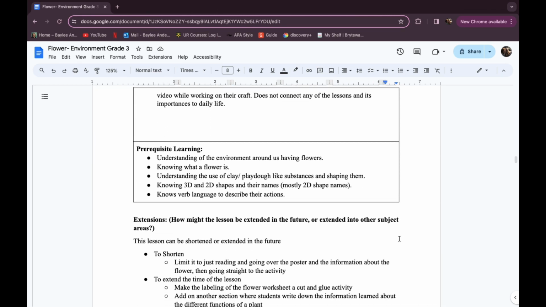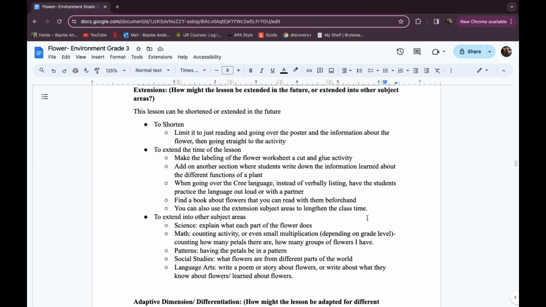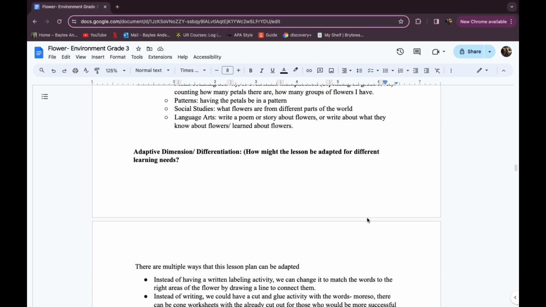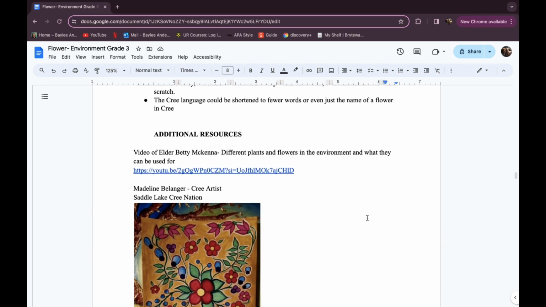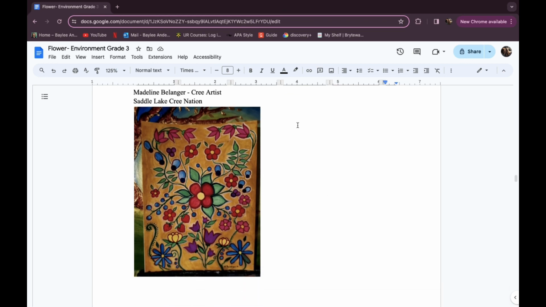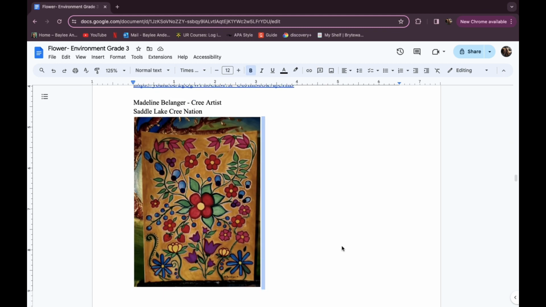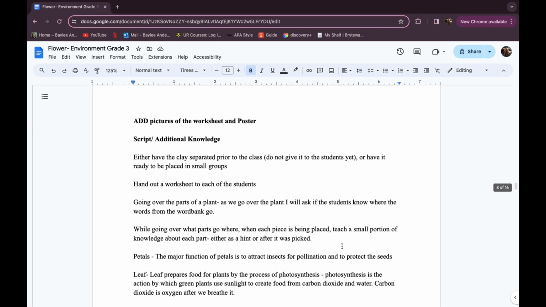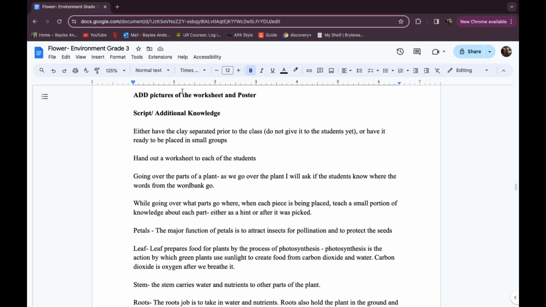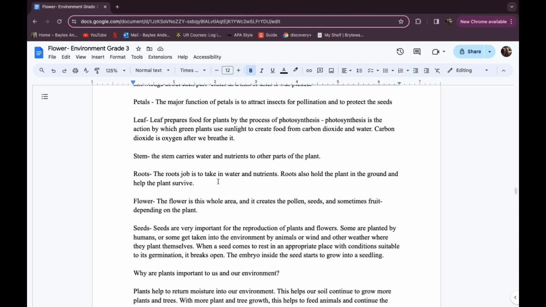We use both arts expressions and worksheets as well as just all around a hands-on approach. There's some prerequisite learning as well as some extensions and adaptations. And you will also notice some additional resources. So basically, I wanted to try and touch on a bunch of different forms of learning.